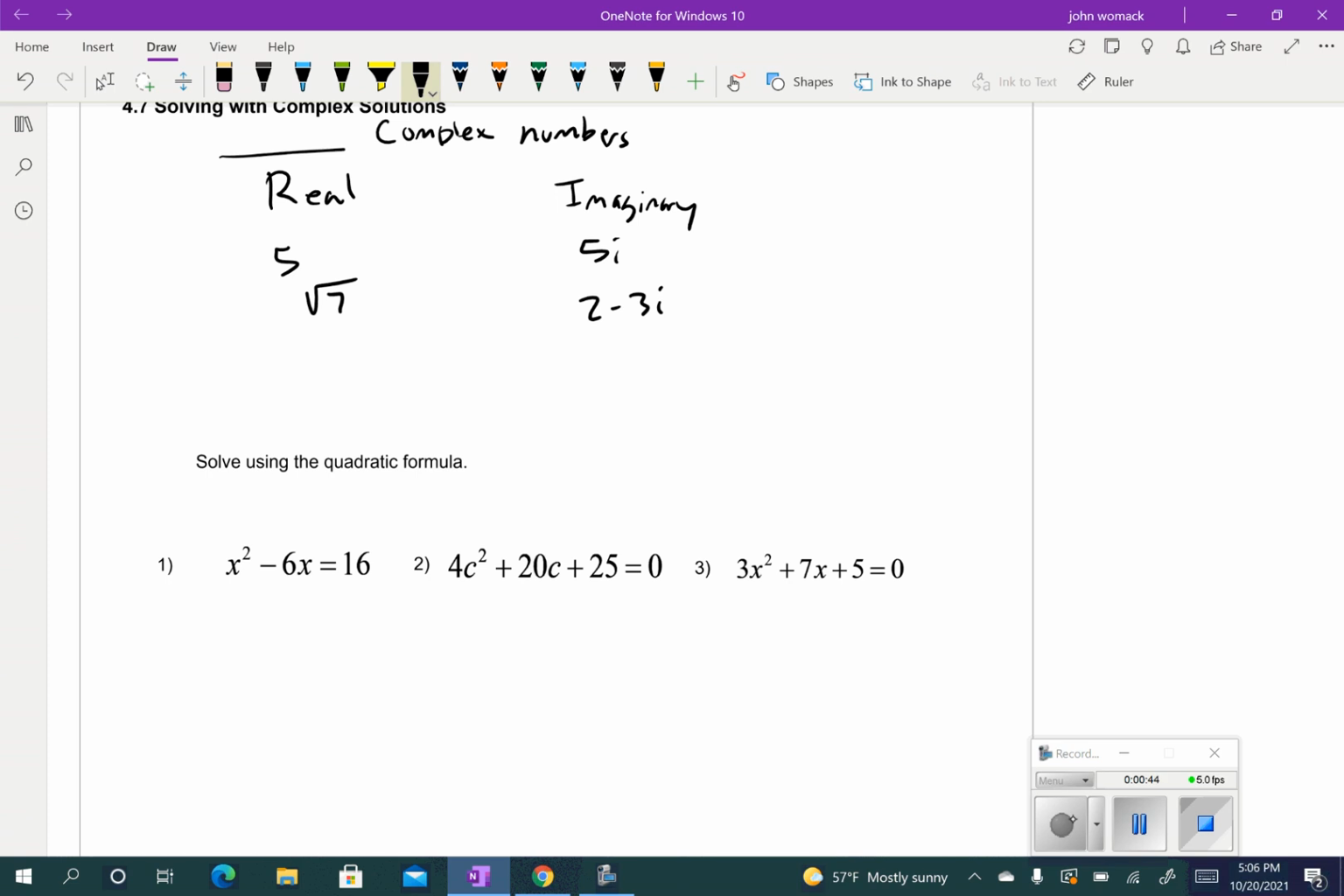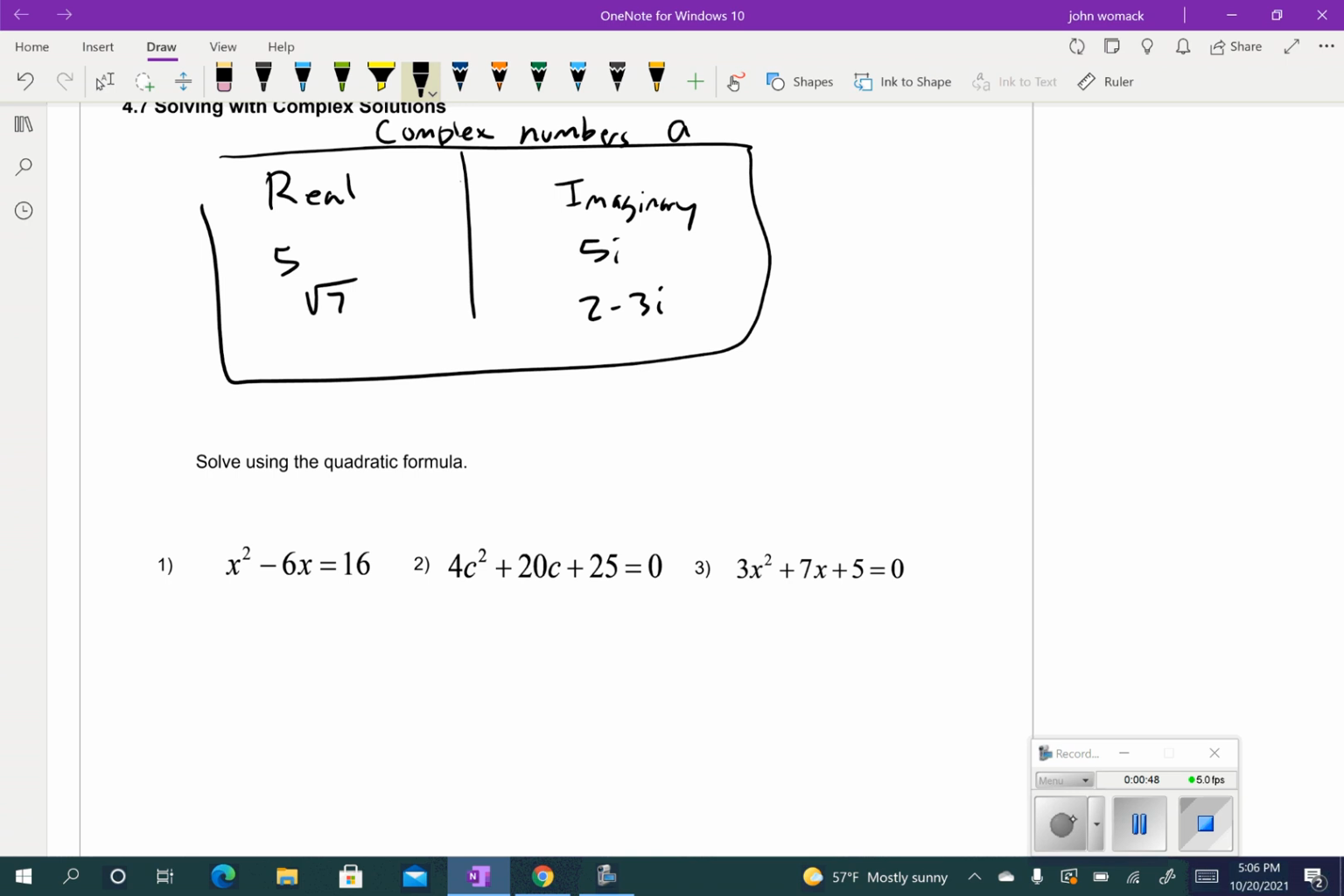Okay. And remember, a complex number is any number that can be written in this form, a plus bi. So real numbers are complex numbers. It's just that the b part, the imaginary part, is equal to 0, so it doesn't have the i part to it. Imaginary numbers have the i, so the b is not equal to 0. For example, in this case, the b would be 5. In this case, the b would be a negative 3. So we have this big complex number system.